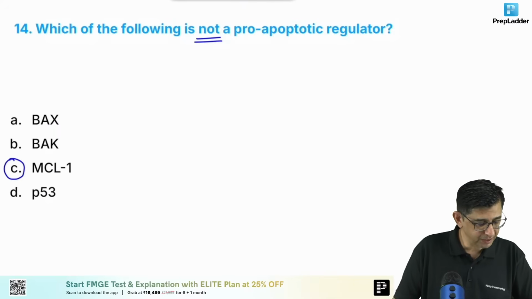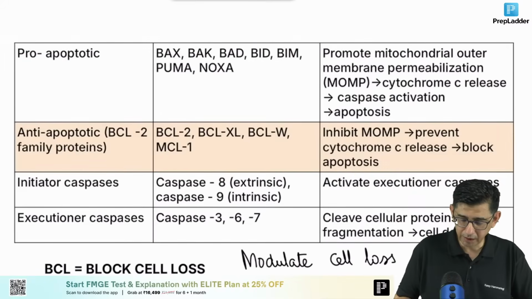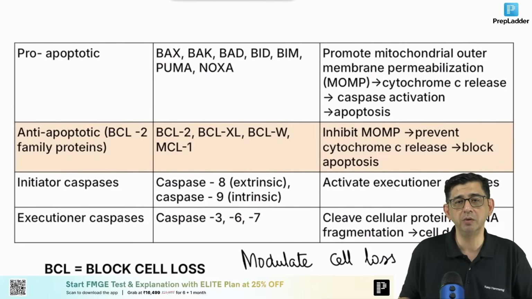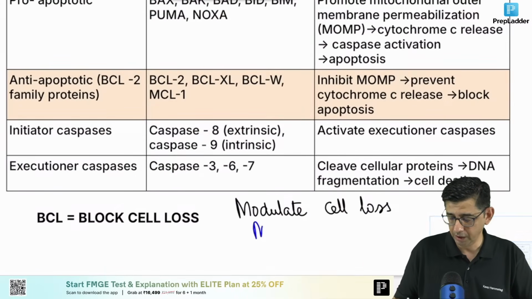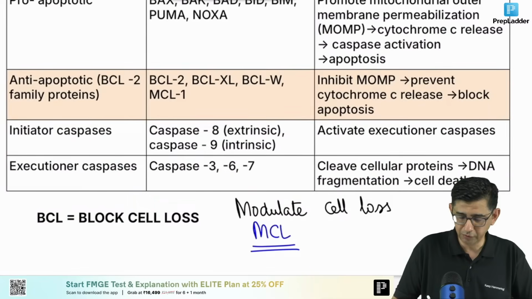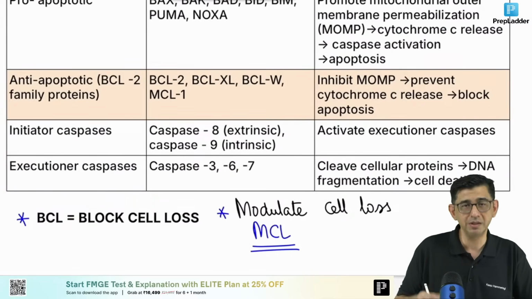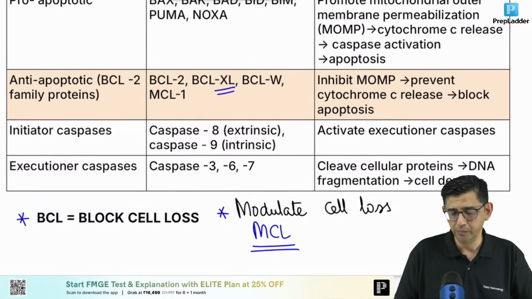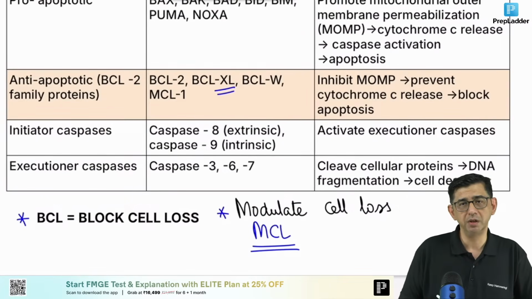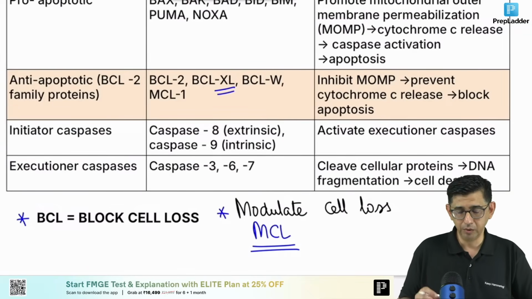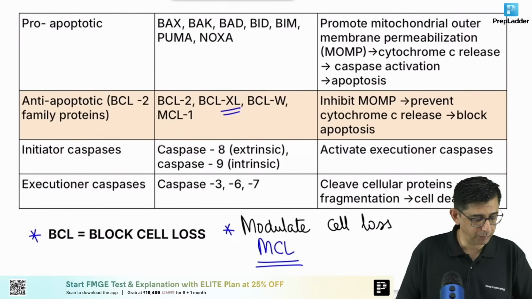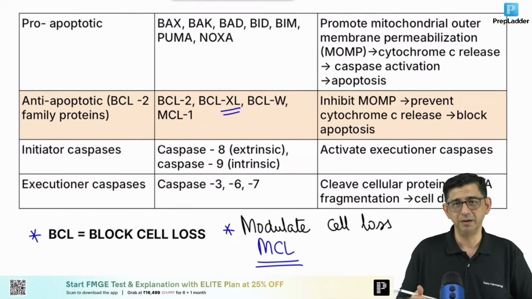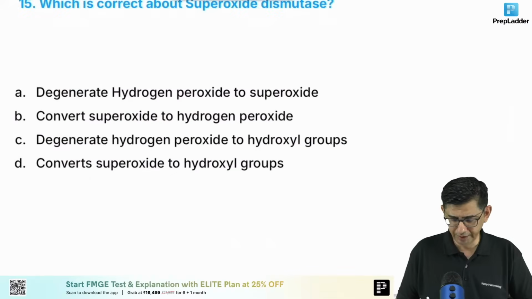But we have a list here. BCL stands for block cell loss. MCL can be used to remember modulate cell loss. So if you block the cell loss or modulate the cell loss, then they would be anti-apoptotic factors. Pretty straightforward one. BCL, BCL-XL and MCL1 are the terminologies you need to remember as anti-apoptotic, whereas the initial ones given on the top would be pro-apoptotic. More of fact-based questions, and you did a great job for them.